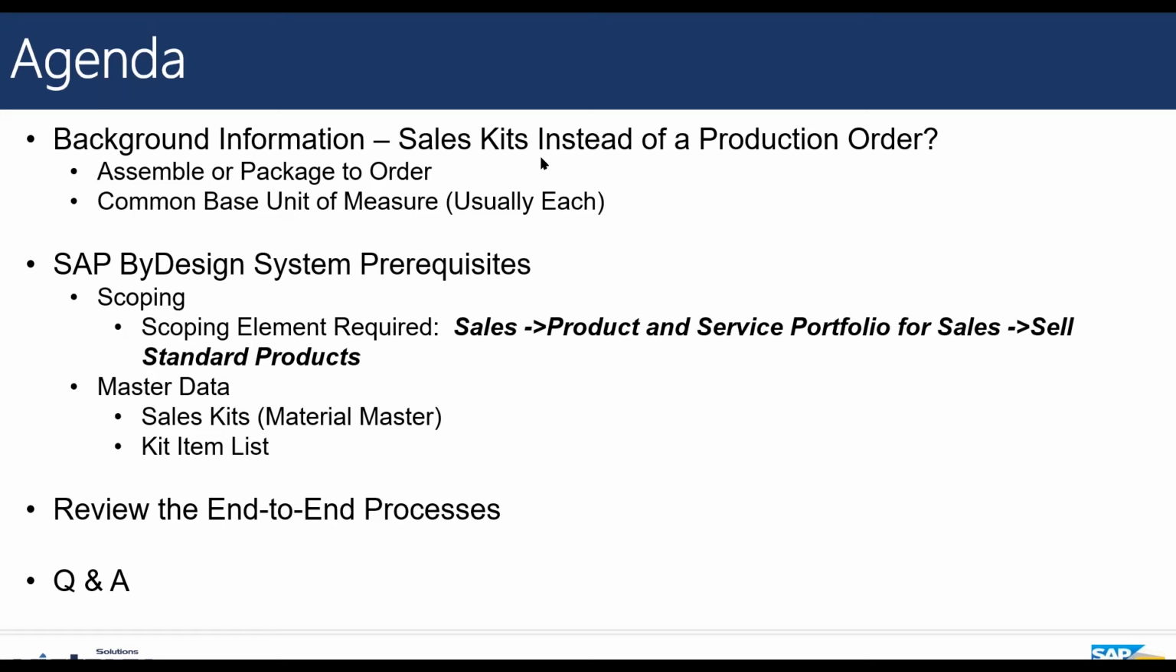As far as prerequisites in ByDesign, for scoping, to have kits in scope, all you have to have is sales, product and service portfolio for sales, sell standard products. So you've got that little box clicked in scoping. There are no other questions or activities or anything. That's it for scoping. So it's a pretty easy thing to add in, or if you're selling standard products already, you've seen kits in there. So that's the scoping side of the equation.